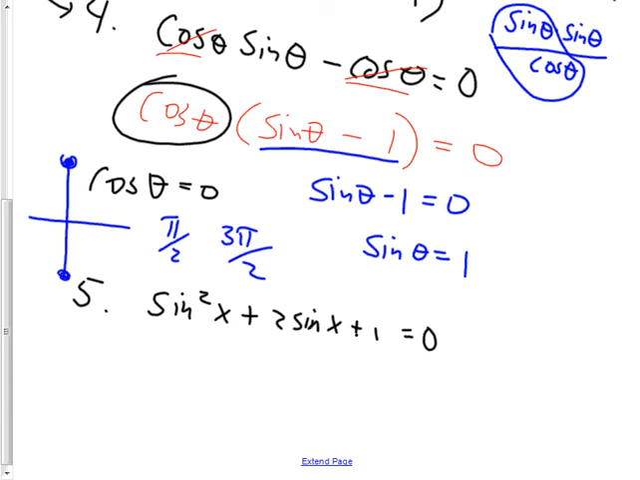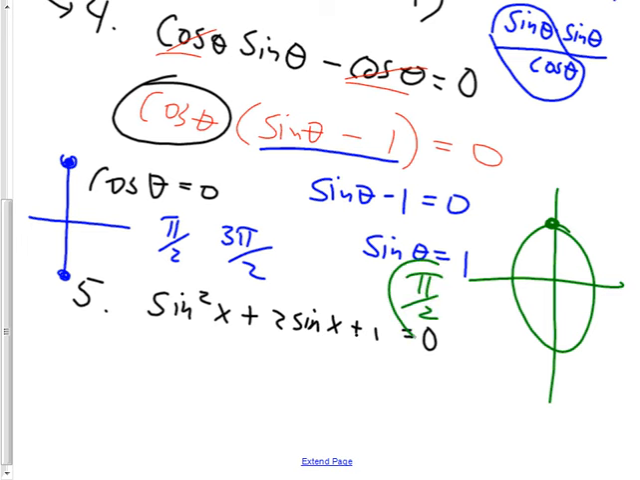Over here, sine theta is equal to 1. So where is y, because that's what sine is, where is y equal to 1? Only one spot, right there. And that's what? Pi over 2. There's one answer that's the same as this answer. Do you have to write them twice? No. If you've already got it written there, you don't have to write down pi over 2 again.